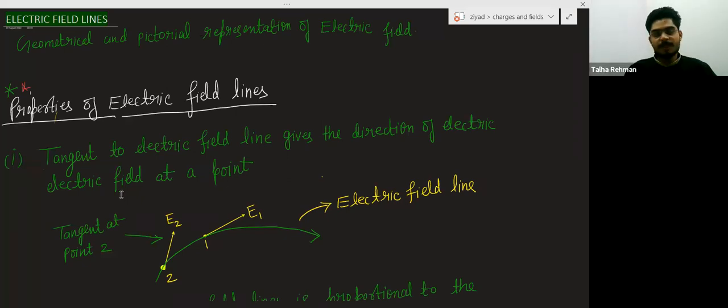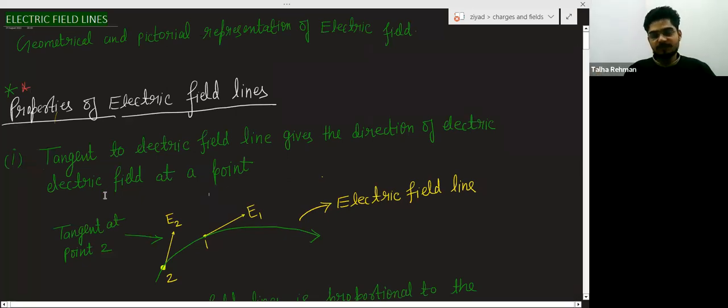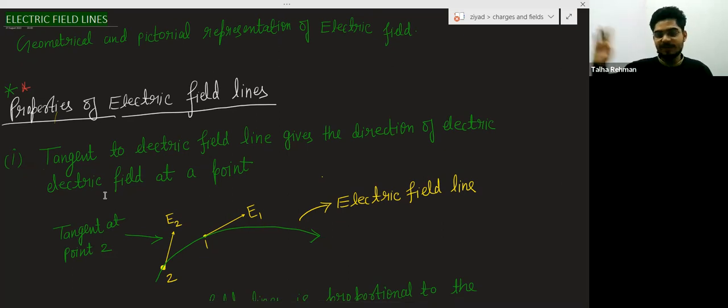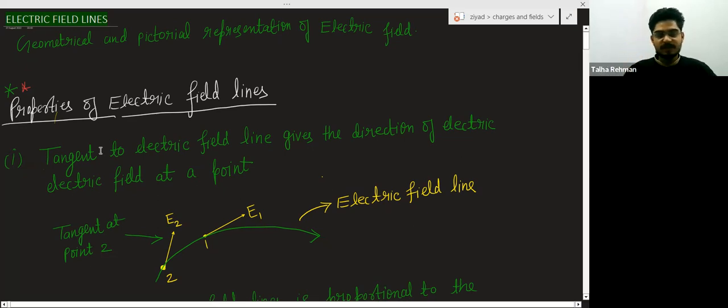First property, very important. If some electric field line is there, and at any point of that electric field line you want to find the direction of electric field, draw a tangent there. You will get the direction of electric field. This is the first property, or you can say one of the properties. The tangent to the electric field line gives the direction of the electric field at that point.